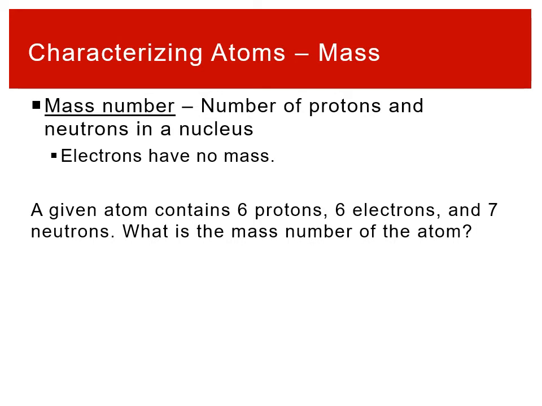So if a given atom contains 6 protons, 6 electrons, and 7 neutrons, what is the mass number of the atom? When we're talking about mass number, all that we care about is protons and neutrons. So if I want to know the mass number, I just add them together. The mass number in this atom is 13. There's no subtraction, anything like that, just protons plus neutrons. In charge, you need to account for the negative on the electrons, but not for mass number.